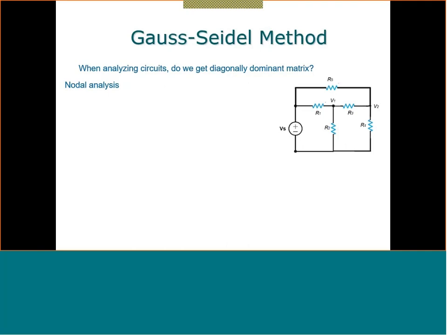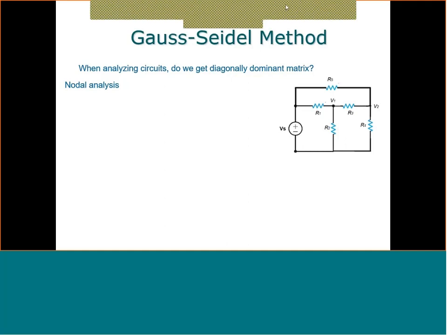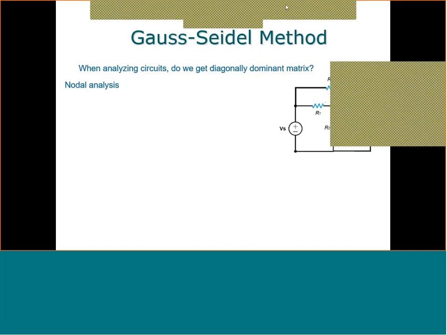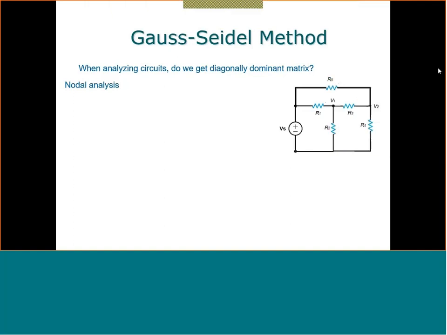If we see that the matrix is not diagonally dominant, can we just rearrange the matrix to make it so? Yes, of course. You need to do that. You should be able to arrange the matrix so that it will be diagonally dominant. Okay, let's start here.